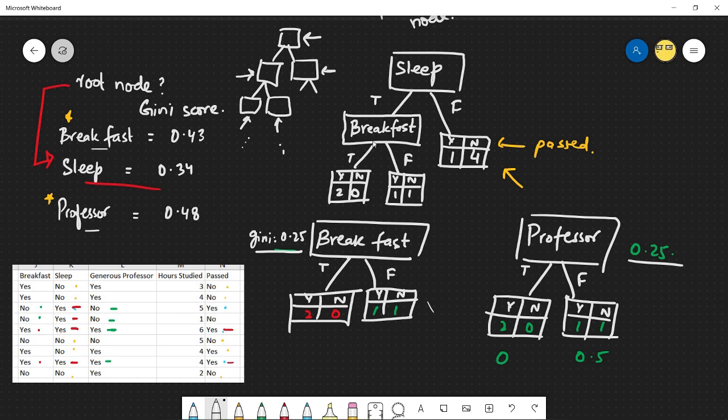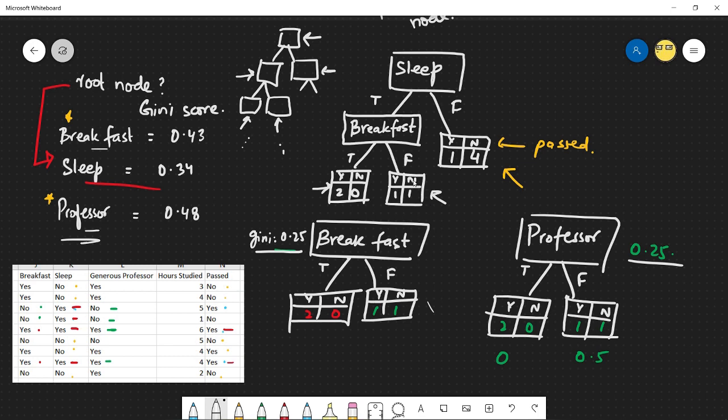And then when breakfast is true, I have these values right now, but then I will have to go back because I still have professor remaining. I split on sleep and breakfast. I will now go and check if this node here can be further split on professor, and if this node here can be further split on professor. I'm not going to split this node any further because it is already a pure node. You'll notice a 0 here. This will always give you an impurity of 0, so it doesn't make sense to be further splitting it.